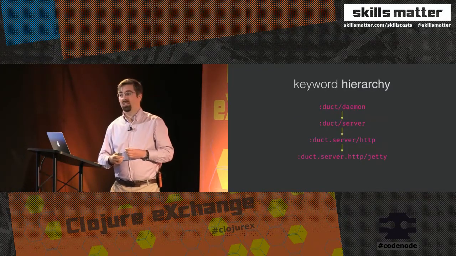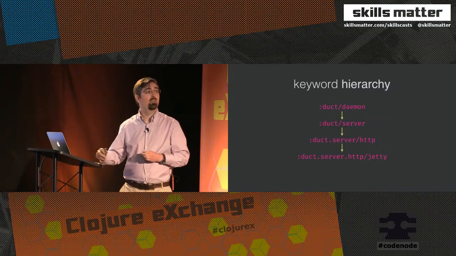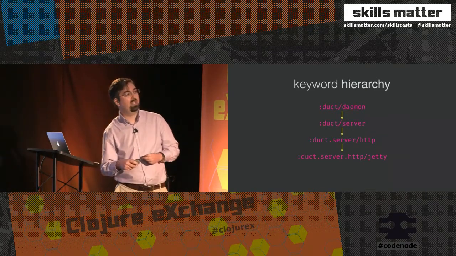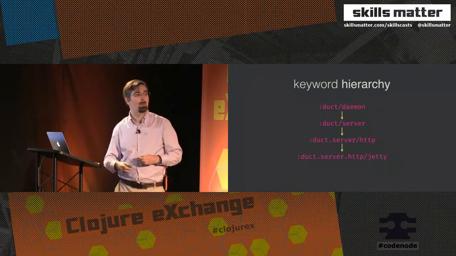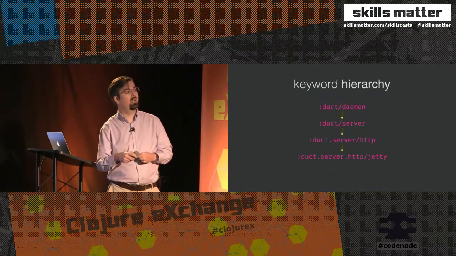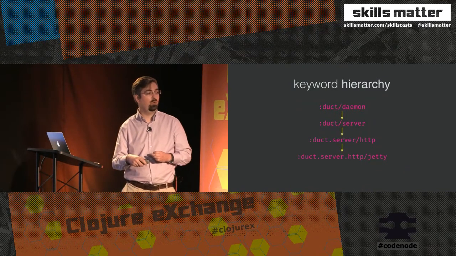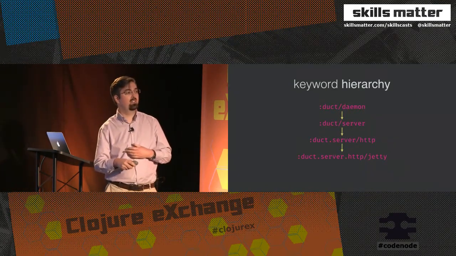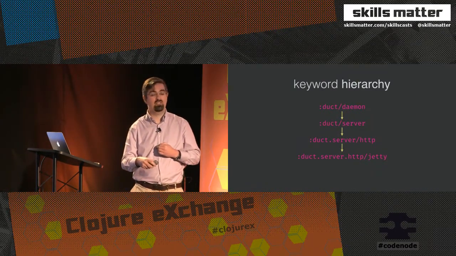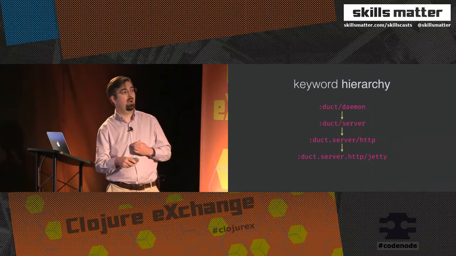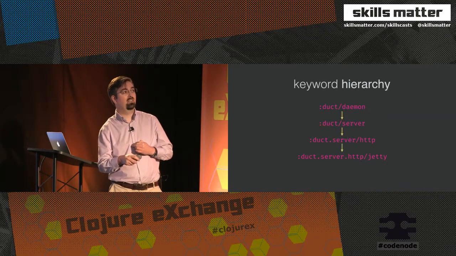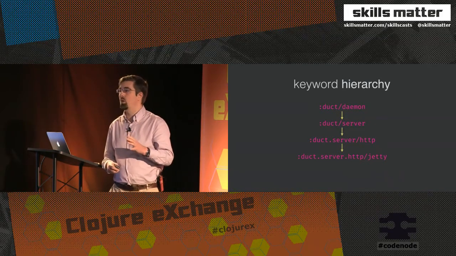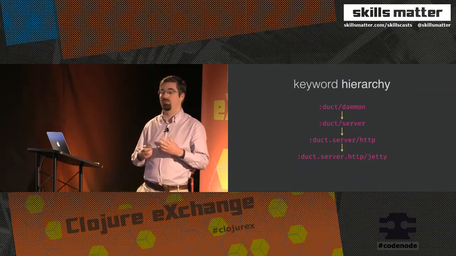Keywords have hierarchies, as mentioned before. In Duct, it's a little bit hard to see this because the color is meant to be reddish, but on the projector it's coming out purple. Duct has a key called Duct server HTTP Jetty, Jetty HTTP server. This is derived from Duct server HTTP, which in turn is derived from Duct server, and that in turn is derived from Duct daemon. This is like a single inheritance tree, but keywords can also have multiple inheritance.